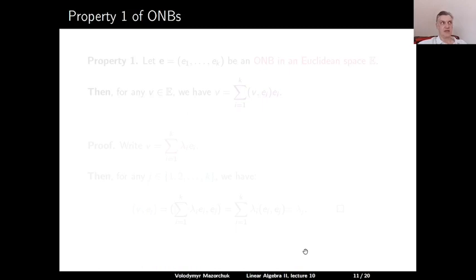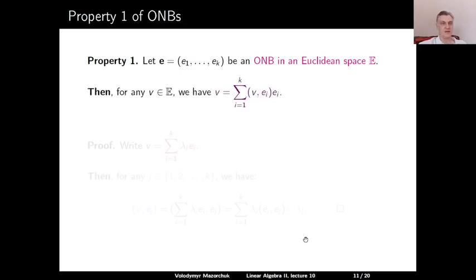Let us now discuss some nice properties of orthonormal bases. Property 1. Let E, consisting of E1, E2, and so on, Ek, be an orthonormal basis in a Euclidean space E. Then, for any element V in E, we have that the element V, when we write it as a linear combination of the basis elements, is given by the following formula. So it's a sum over all I from 1 to k, and then we have the basis element EI with the coefficient given by the scalar product between V and EI.